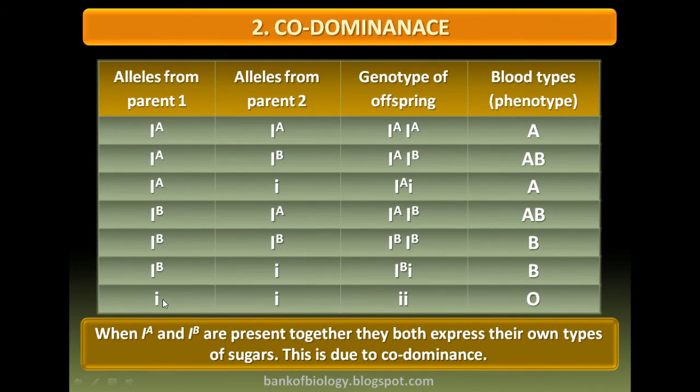Whereas if parent 1 and parent 2 both contribute small i, then we have O blood group, none, because they are recessive, and O is expressed in the homozygous form. And when A and B are present together, that is important. They both express their own types of sugar, and this is due to co-dominance.